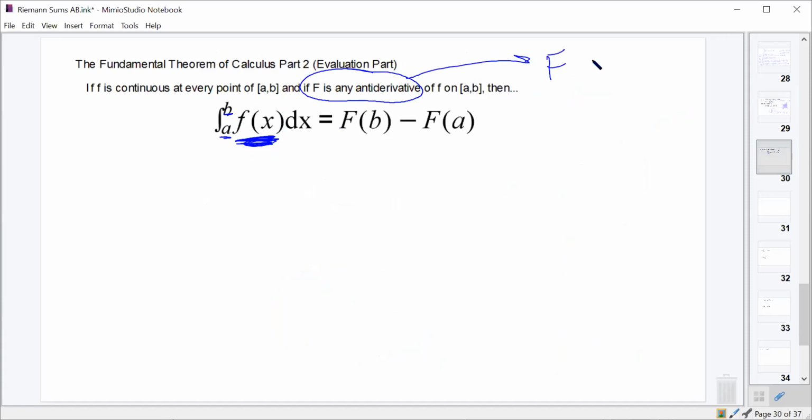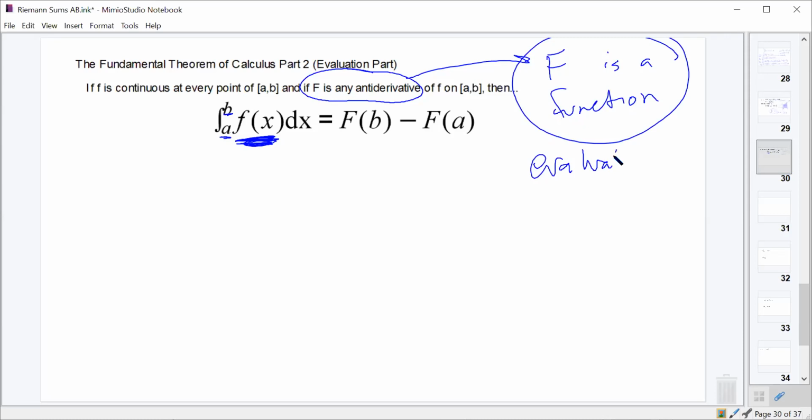So it's like capital F is a function, just like we were talking about before, where I came up with that t to the 4th over 4 minus t squared over 2 thing. That's like a capital F. That's the antiderivative function. And then you evaluate it at B and at A and find the difference. So that's exactly what a definite integral is going to tell us to do.